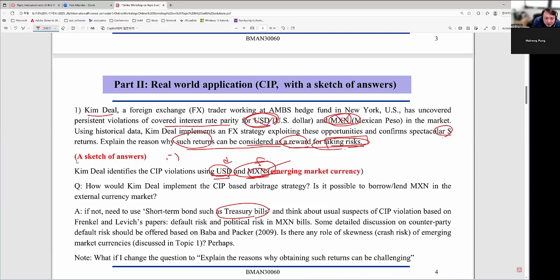In the dollar and Mexican case, since you have to send your money to Mexico itself, you have to worry about political risk. So some of the profit could be a risk premium for political risk, and a risk premium for taking credit risk. Also, we learned about Barbour and Pecker. What was the Barbour and Pecker?